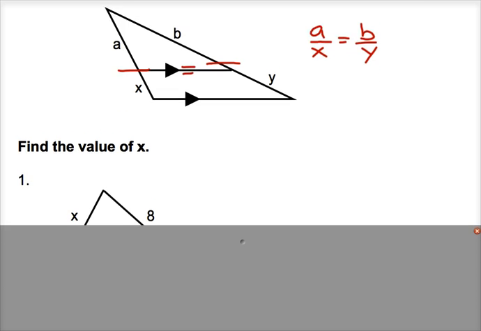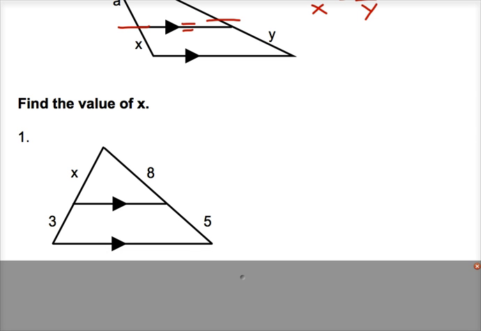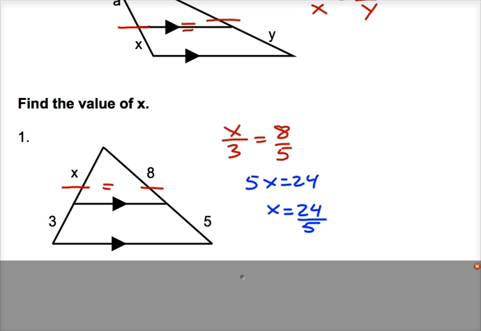Our first problem here, find the value of x. And I see that the two sides are parallel, so I tend to again think of the proportion set up exactly as it appears here, where I have x over 3 equals 8 over 5, and then I just cross multiply that. So cross multiplying, I get 5x equals 24. I divide each side by 5, and it doesn't reduce, so I can just leave x as 24/5.